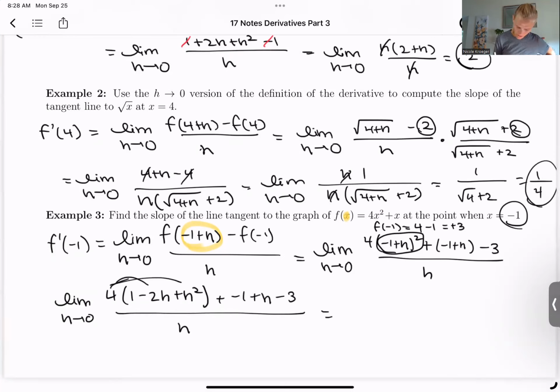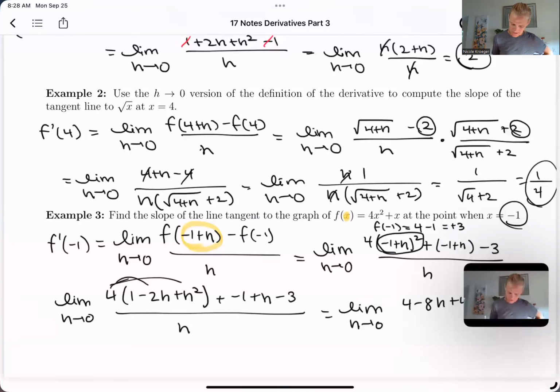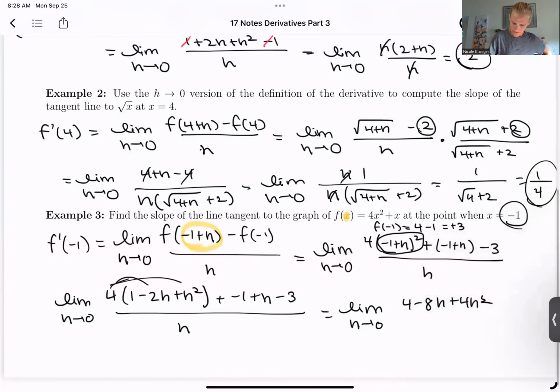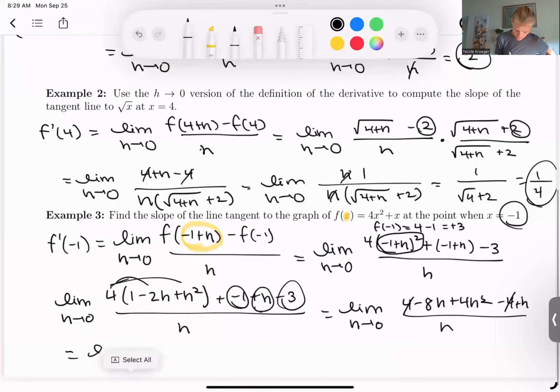Distribute this 4 here. So I'm going to have a limit as h approaches 0 of 4 minus 8h plus 4h squared. The -1 and the 3 over here combine to give me a -4, and then I still have my plus h all over h. So the 4's cancel each other out. Everything else has an h in it, so I can factor an h out of the numerator, which is good. I need to get to a point where I can do that. So I'm going to have -8 plus 4h plus 1.